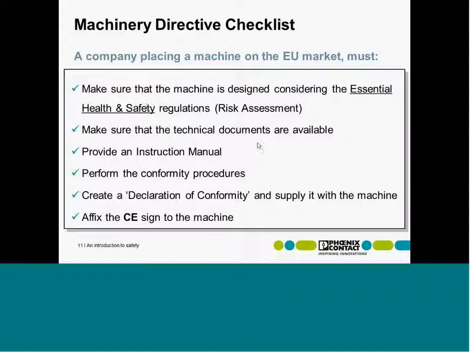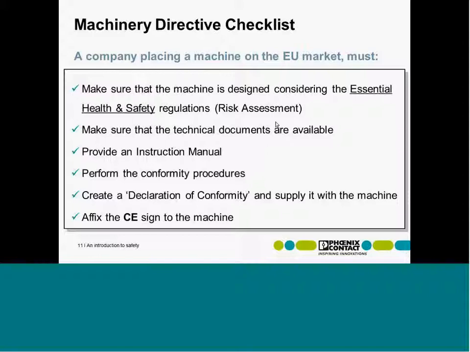Of course, the second step is to ensure that the technical documentation is available. This is, of course, the complete technical file. There's no need to hand out the complete technical file to your customer, but the technical file needs to be available. For example, if an authority asks for these kinds of documents, you have to provide them with the technical file.